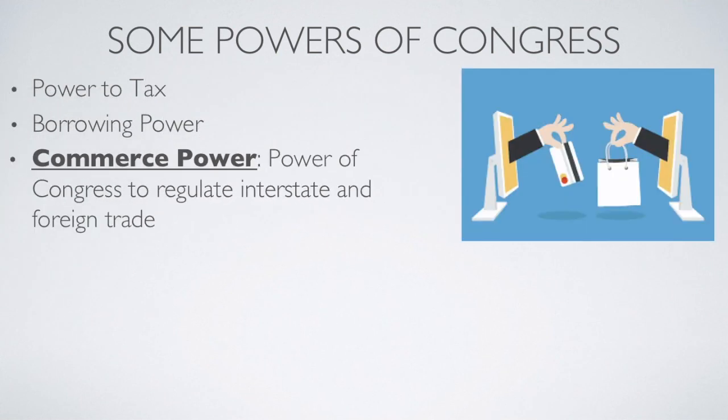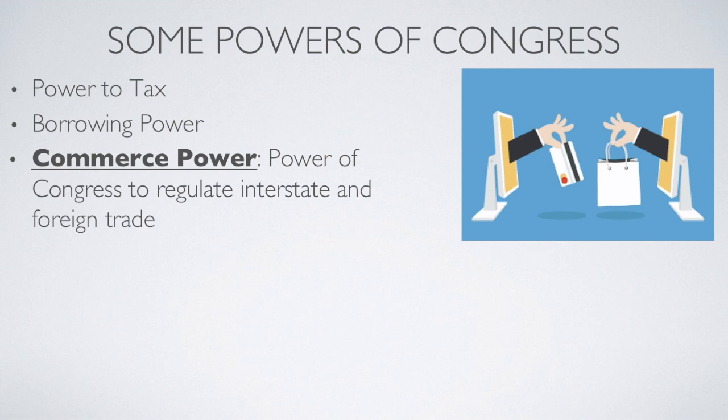You also have the commerce power, and that's a pretty important power that has grown to be bigger than what it was originally intended in the Constitution. That's the power of Congress to regulate interstate and foreign trade. The federal government cannot regulate trade within a state. That's up to the state level.